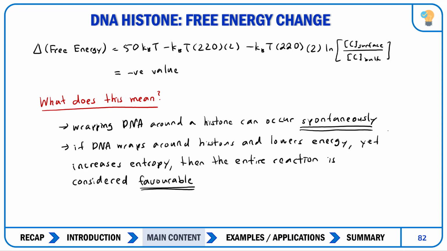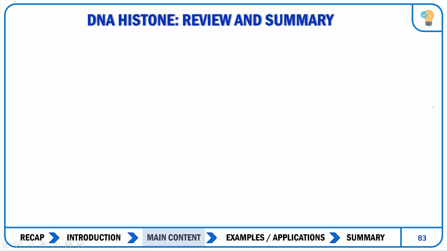So from all of our models that we've just gone through, the most important thing is this. We found out through our models and by comparing the free energy and energy changes that the act of wrapping DNA around a histone is going to be favorable and spontaneous, which means it's going to happen naturally in real life. So we're pretty much done with looking at the DNA histone. The last thing I want to do is to go through a summary.